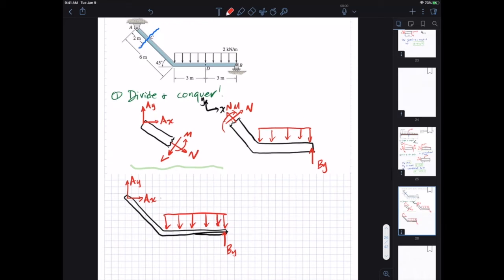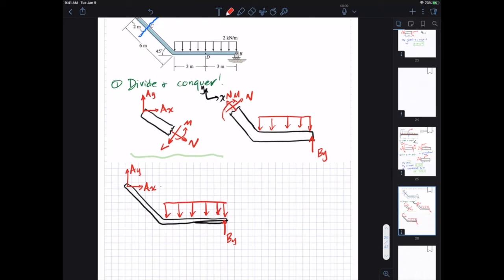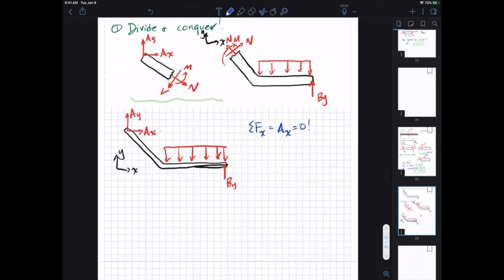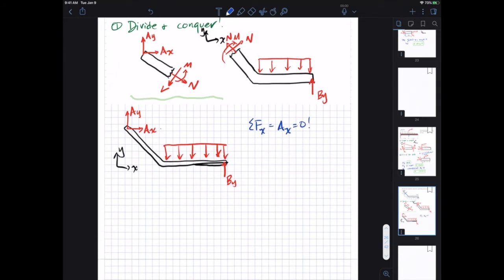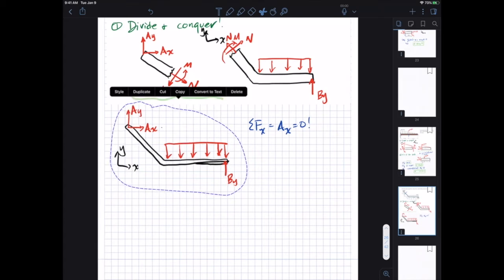and one nice thing we see right away is, guess what? If we do sum of forces, coordinate system, of course, sum of forces X, right away we see AX equals 0. Yay! And now, of course, we'll probably need to take the sum of moments at B, but first let's go ahead and replace the distributed load by an equivalent force, just to simplify this.